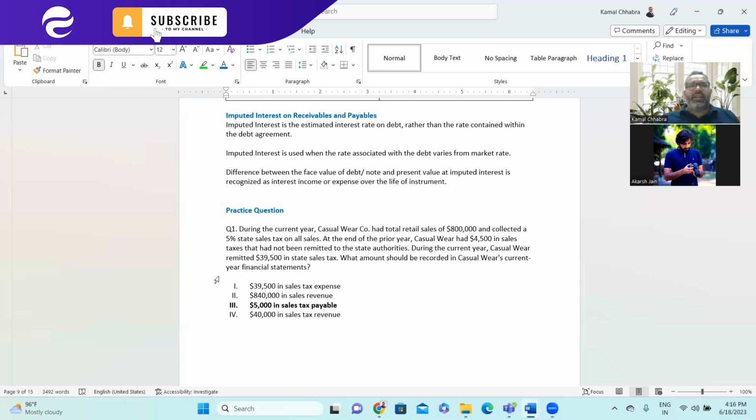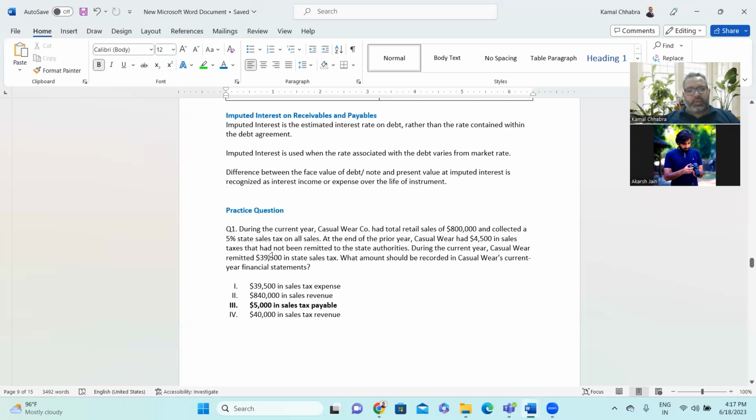So we'll calculate the fair value based on the imputed interest rate, minus the value at which you have issued. The difference would result in interest income or interest expense as the case may be, and would be amortized over the period. Okay, got it? So let's do a practical question here.